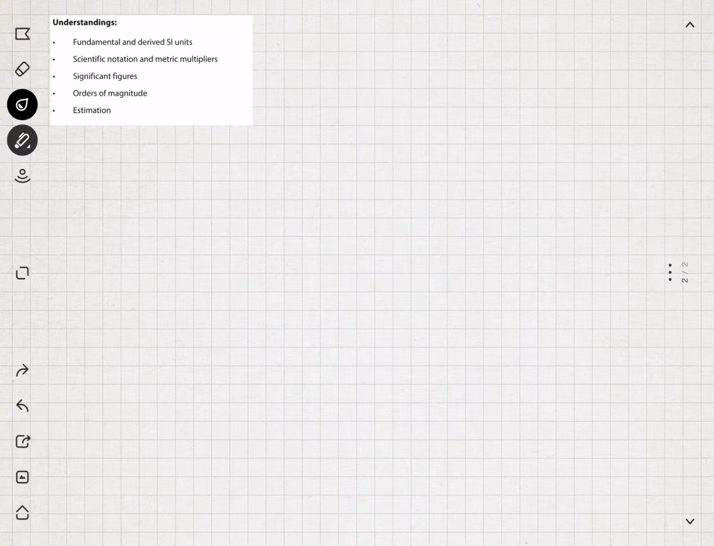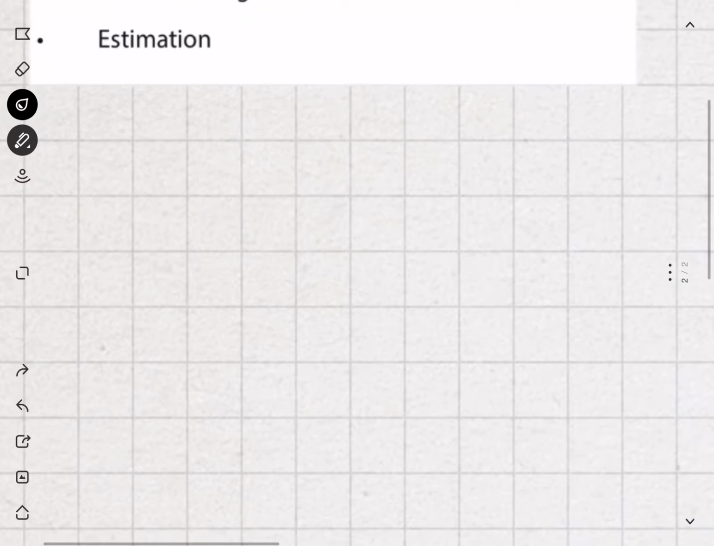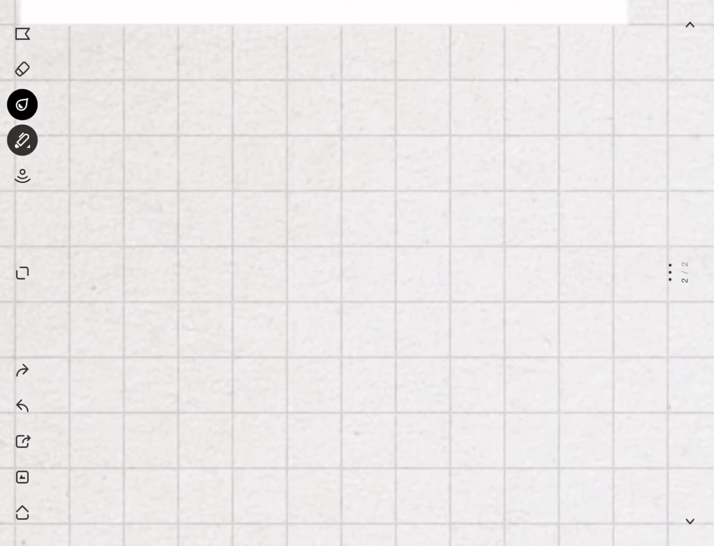So the next thing you need to know in this topic is scientific notation and the metric multiplier. So this is actually very simple. So let's do that.